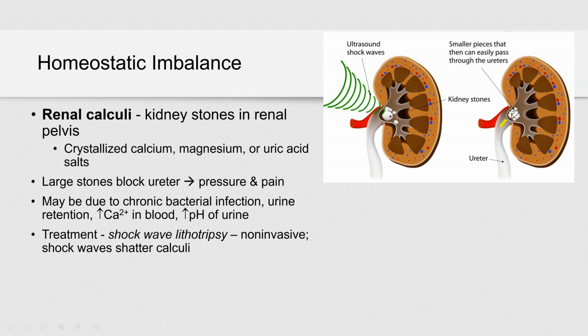Those are smaller pieces, but again, they can grow bigger. Large stones block the ureter, which will increase the pressure and pain. It can be due to chronic bacterial infection, urine retention, an increase of calcium concentration in blood, or an increase of the pH of urine, right? Any of these reasons might cause crystallization of those salts.